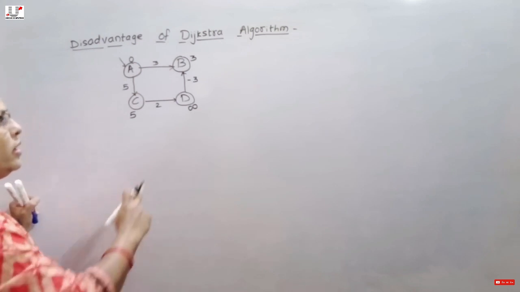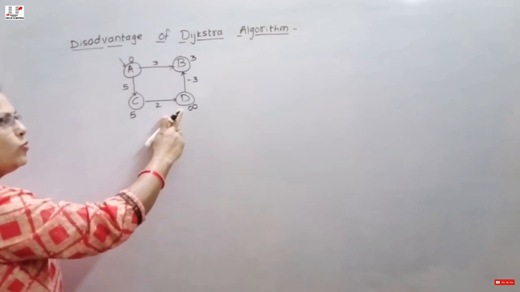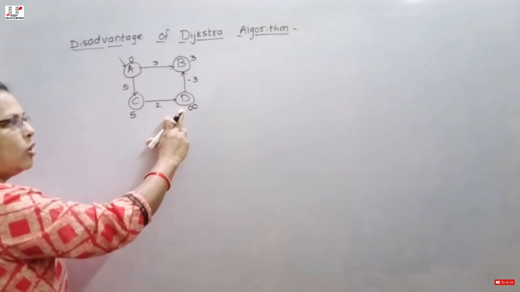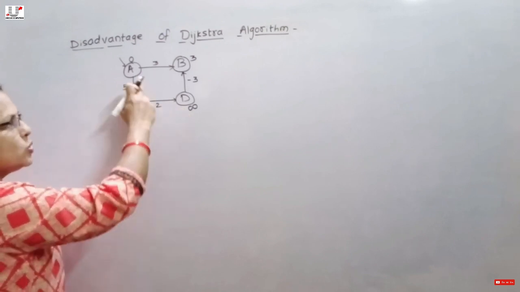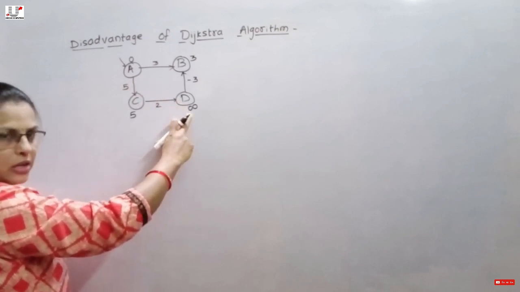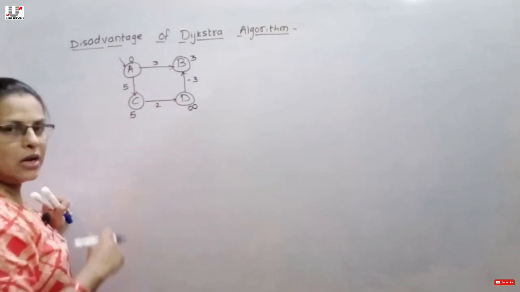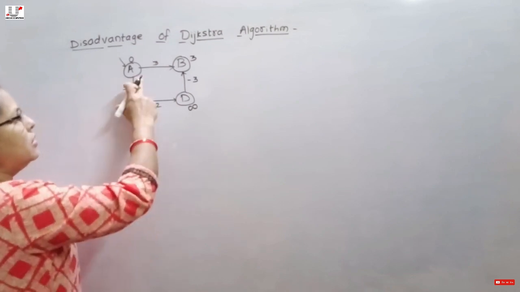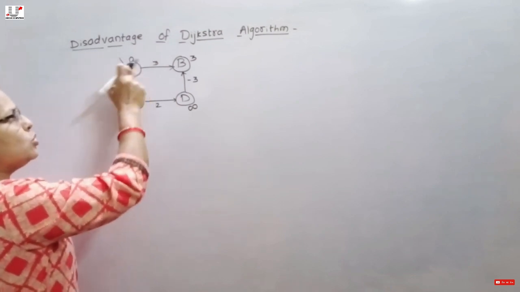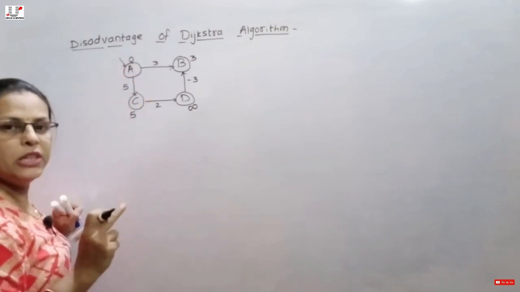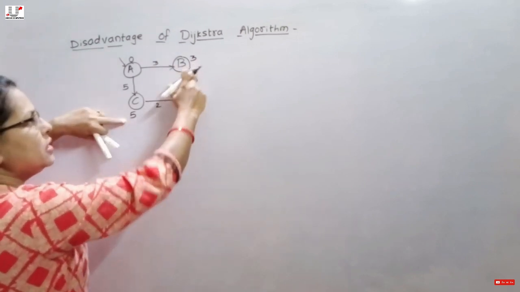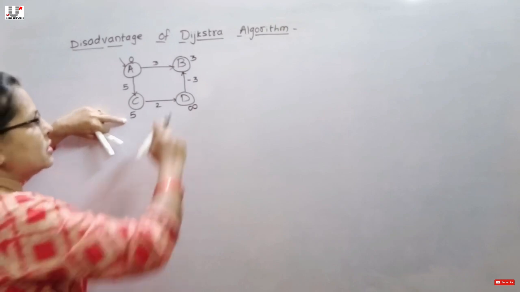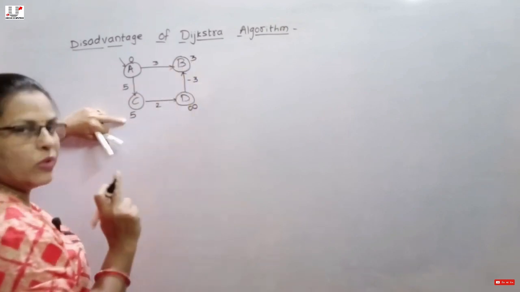Now we have to find out the weight of D, the path or the distance from A to D. As there is no direct edge, we marked it as infinity. Then Dijkstra says that from the starting node you have to choose an edge with minimum weight. So out of these 3, 5 and infinity, 3 is the minimum. That means B is the vertex with minimum weight.